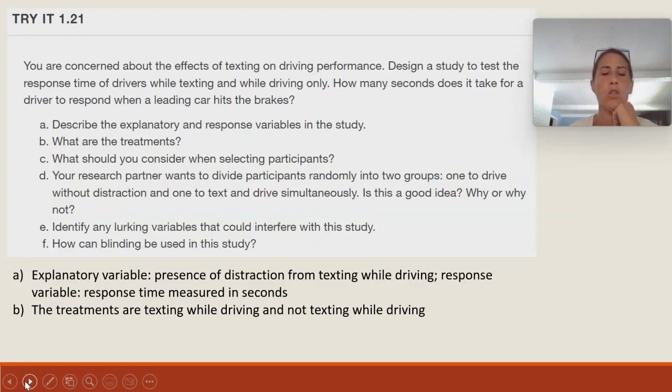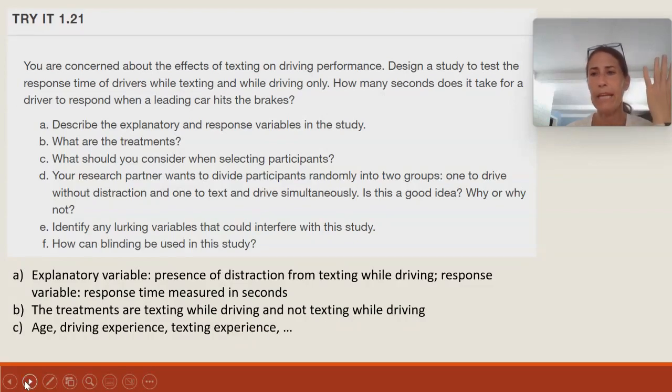What are the treatments? The treatments are texting while driving and not texting while driving. So those are the two things that we're going to have subjects do, and then we're going to measure their response time. What should we consider when selecting participants? Age, driving experience, texting experience, all of these things could affect the response variable or their response time. Your partner wants to divide them into two groups randomly, one to drive without and one to text and drive. Is this a good idea?